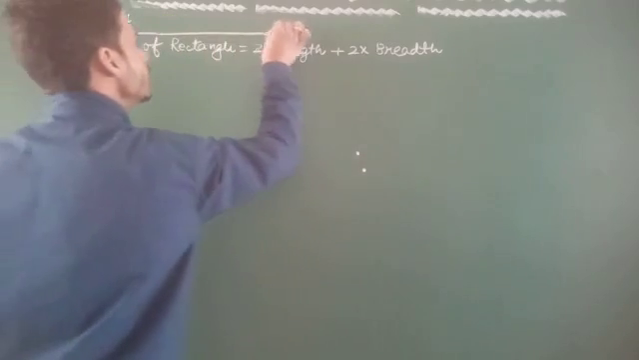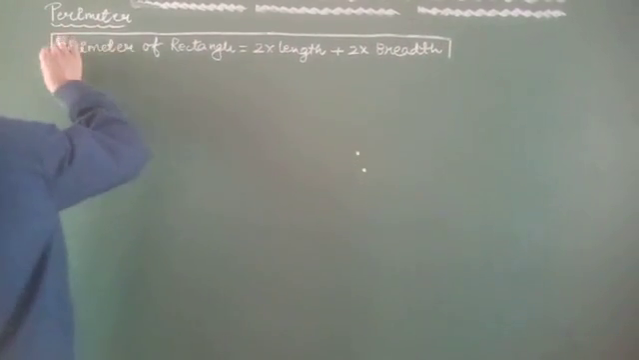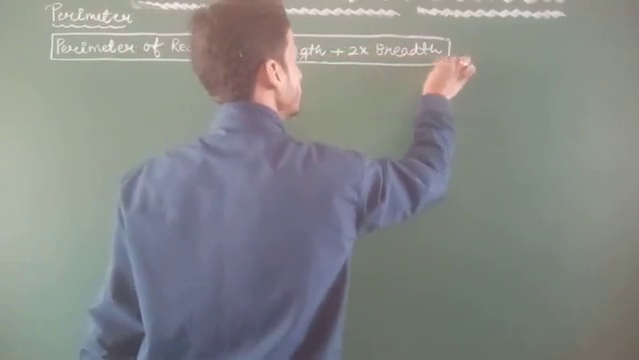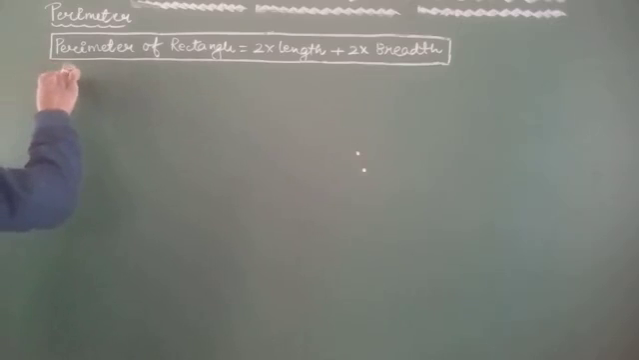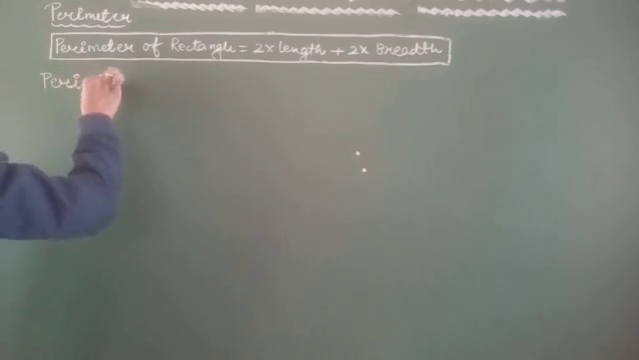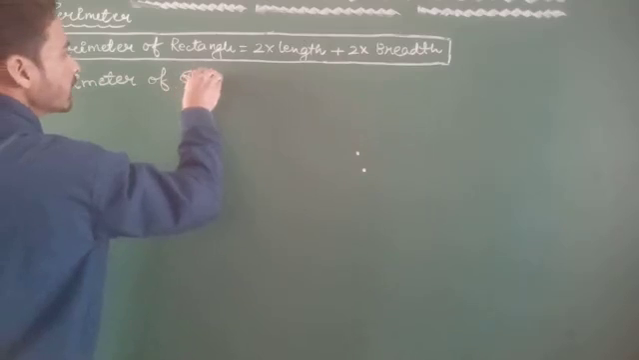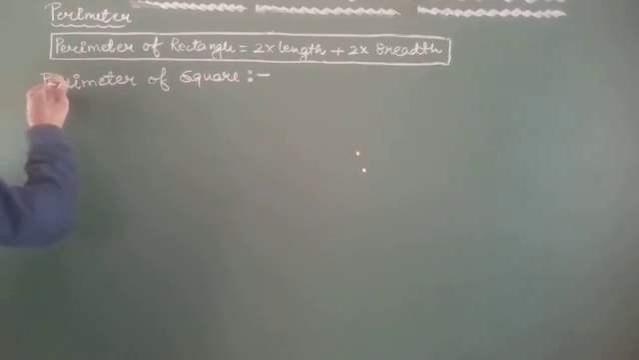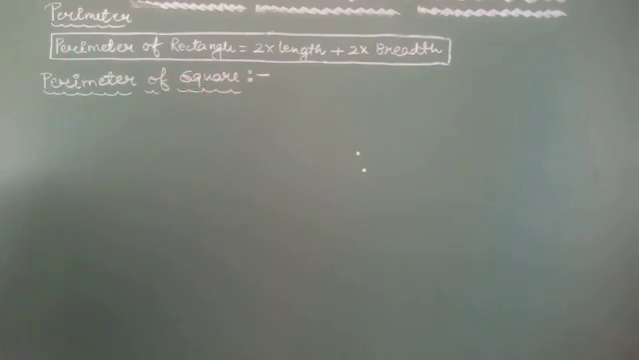And now the next topic is perimeter of a square. You know that in a square all four sides are equal.